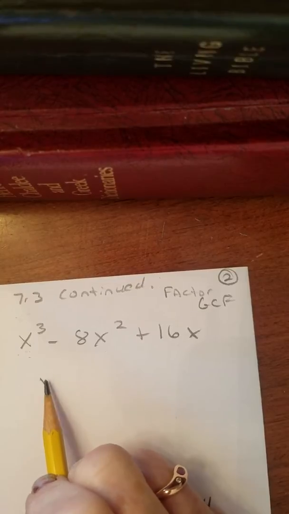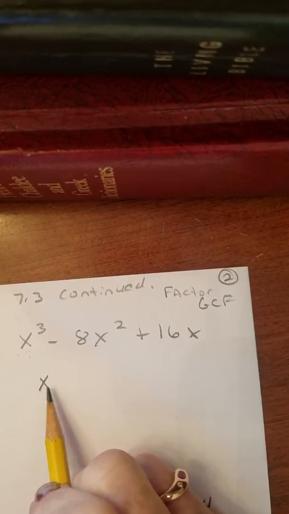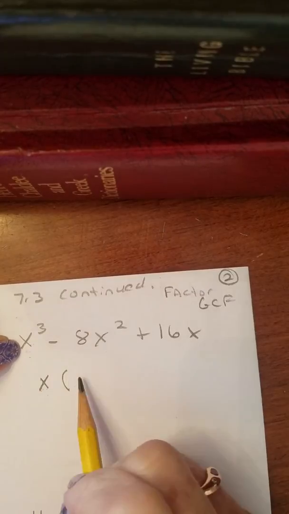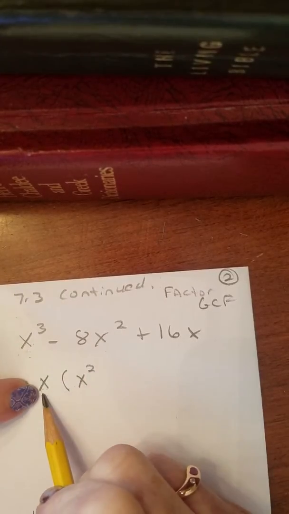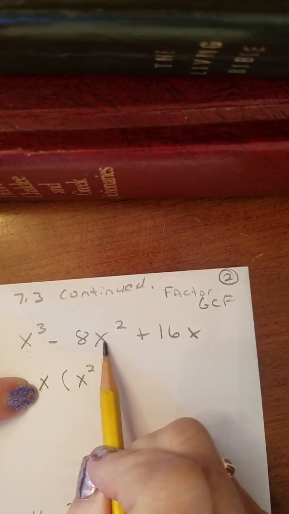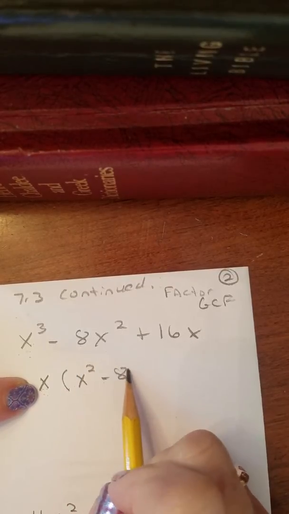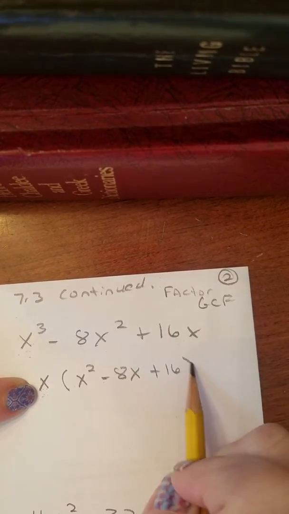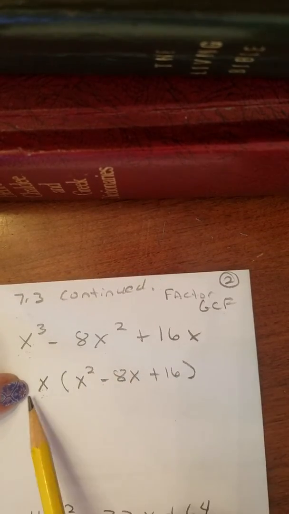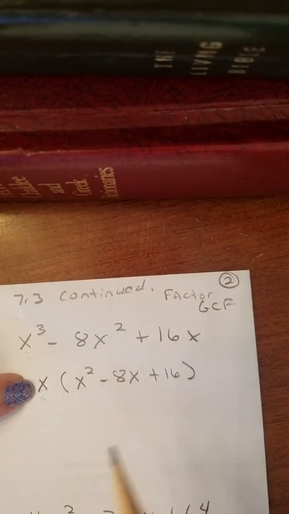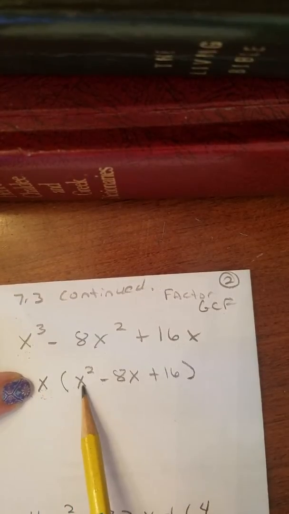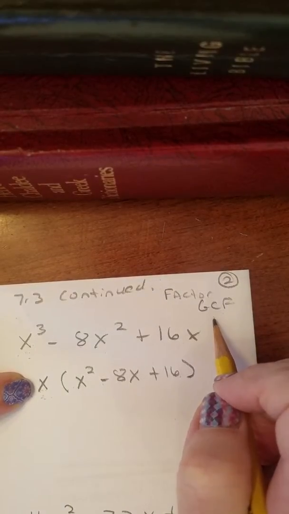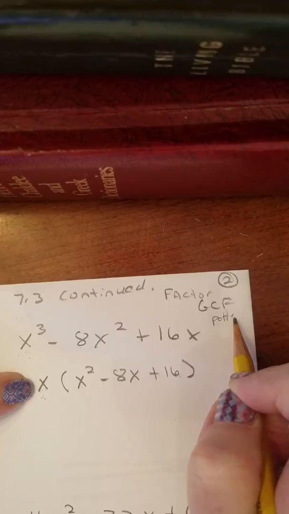So if I factor out that GCF, which is x, I'm going to get x times what gives me x cubed, x squared. X times what gives me negative 8x? That would be negative 8x, right? And then x times that would give me 16. So what I did first was I factored the GCF out. Then you look inside, and here you have a trinomial. And so the second thing you ask yourself is, is there a special pattern?